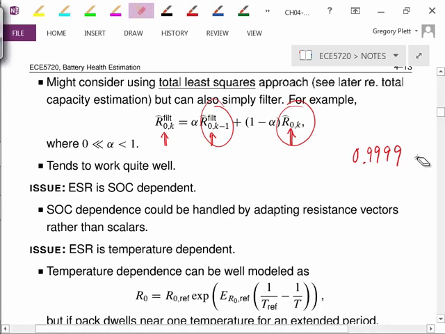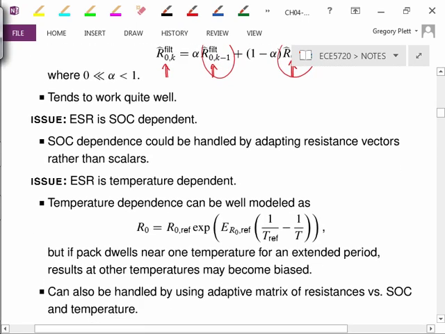Again, for your homework assignment, you will investigate different values of alpha and find what you think seems to work best. So this method is perhaps surprisingly good at its ability to get resistance estimates that are useful. There are still a couple of other considerations that we have to take into account.